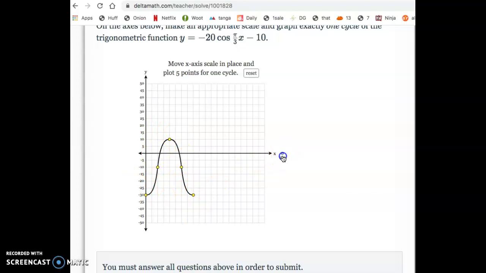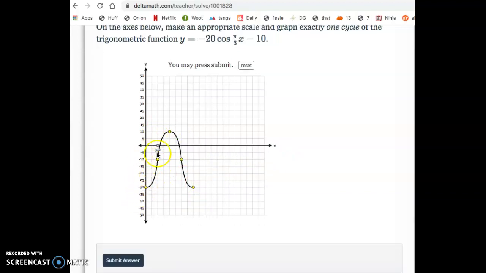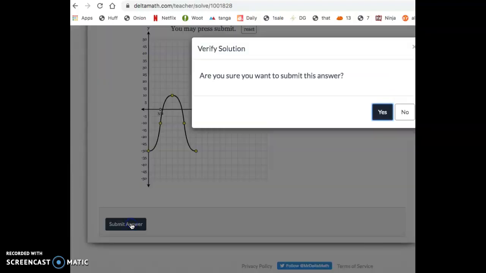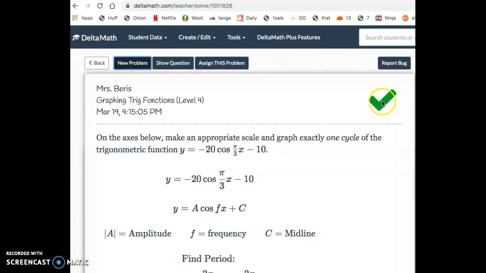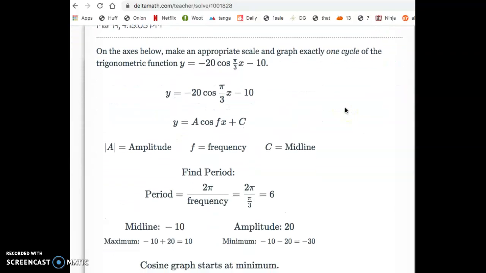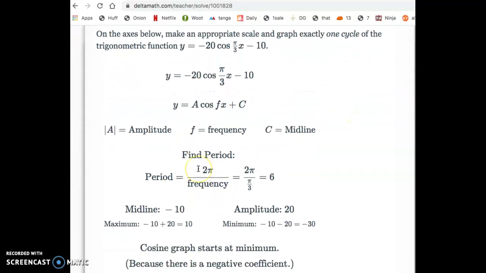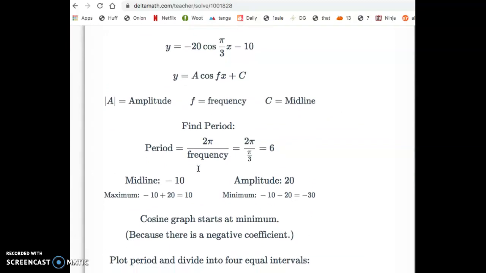Last thing you have to do is drag this to your first dot off the y-axis. So this is my first dot off the y-axis. It then gives me the option to submit. Say yes. Oh, I got it right. I'm so excited. So you can see this is how you do it. This is how I do it.